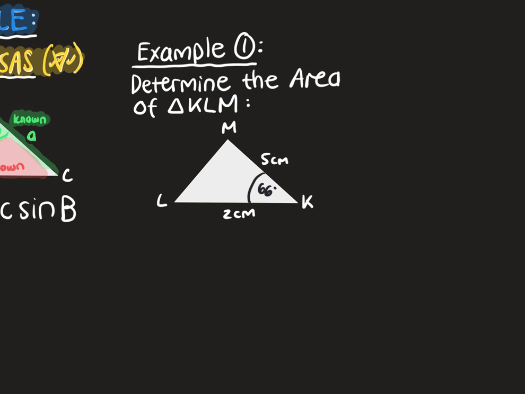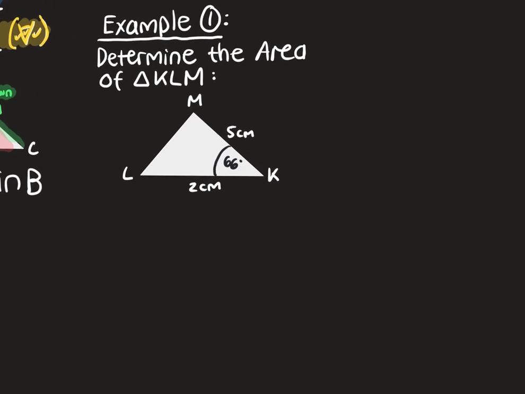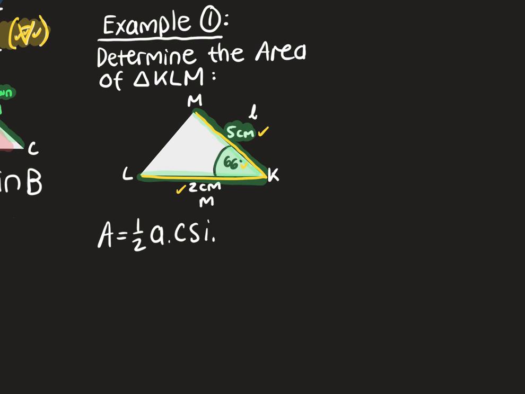So it says here, determine the area of KLM. Now let's see what we have. We've got two sides. We've got the small l, we've got small m, and we've got the angle of K. So do we have a V-shaped scenario here? Yes, we do. Here's my V. Tick, tick, tick. So that allows us to use the area rule. So area equals a half AC sine of B.